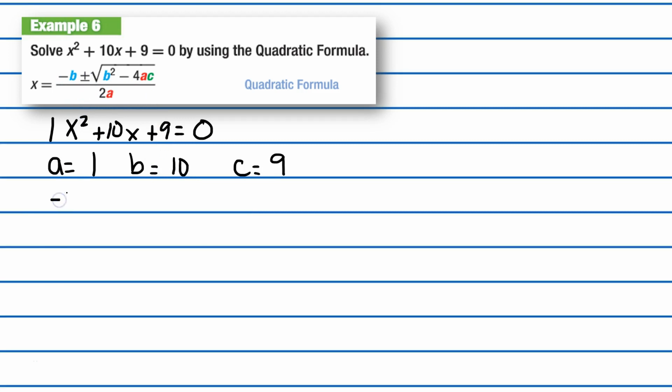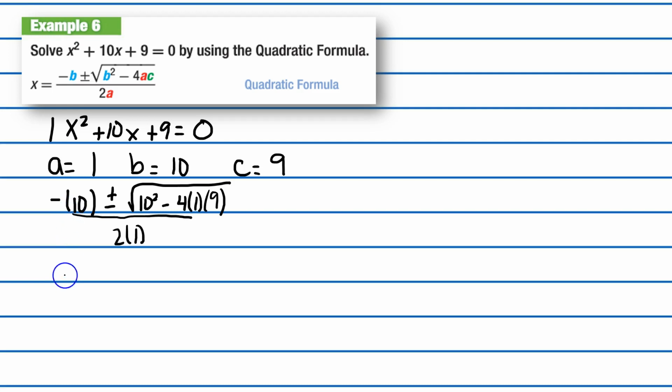So we have negative, and make sure you're showing the parentheses just because we may have more than one negative. B in this case is just going to be 10, so plug in 10, plus or minus the square root of b squared, which is 10 squared, minus 4 times a times c, all divided by 2 times a, which is 1. Now let's go ahead and simplify this.